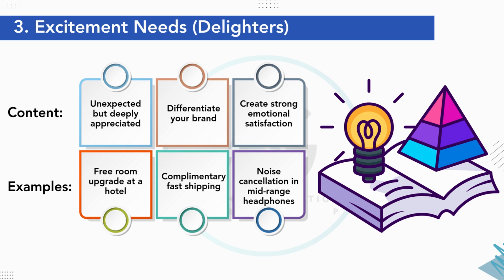Examples: a free room upgrade at a hotel. The customer didn't expect it, but it made their day. Complimentary fast shipping feels like a bonus over the usual delivery time. Noise cancellation in mid-range headphones. Not usually expected in this price range, but it delights the customer. In Lean Six Sigma terms, these features often emerge from a deep understanding of the voice of the customer, VOC.